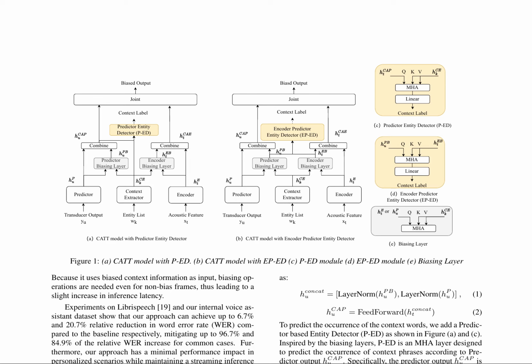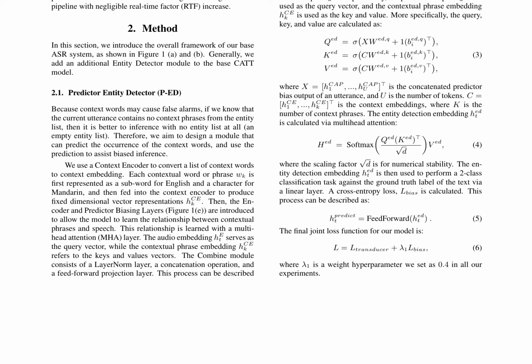To predict the occurrence of context words, we add a predictor-based entity detector (PED) that uses the predictor output as the query vector and the contextual phrase embedding as the key and value. The entity detection embedding is calculated via multi-head attention, and this embedding is used to perform a two-class classification task against the ground truth label of the text via a linear layer. A cross-entropy loss is calculated, and the final joint loss function for our model combines the transducer loss and bias loss with a weight hyperparameter lambda1 set to 0.4 in all experiments.